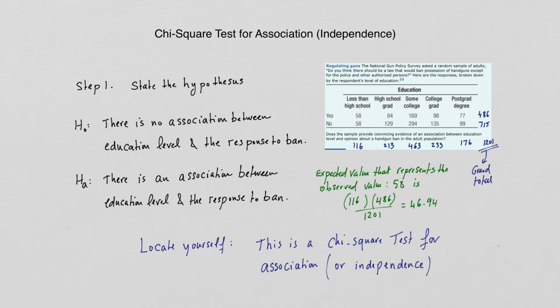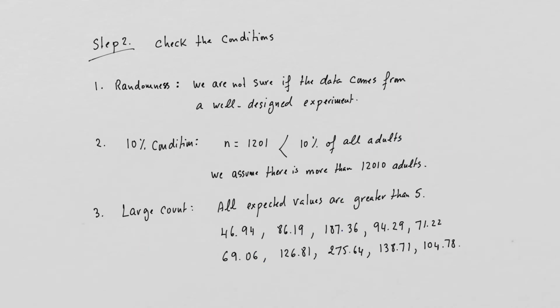All right. And by the way, these expected values are useful for two reasons. Number one, to check the large counts. So if you look at these expected values, they're all more than 5. So this condition is checked. This condition is checked, and this one is a little iffy. We're not sure. So we shall proceed with caution.